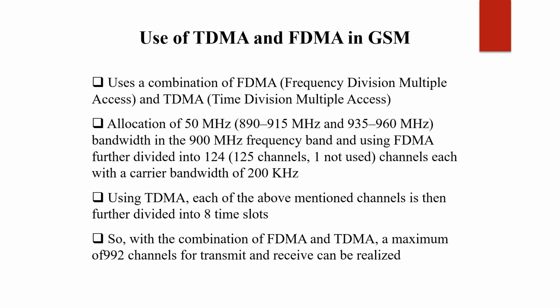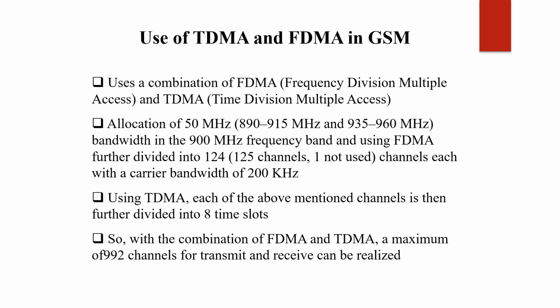Its allocation is done with 50 megahertz of frequency, from 890 to 915 megahertz and from 935 to 960 megahertz, in the 900 megahertz frequency band. By using FDMA, it is further divided into 124 channels, of which 123 are used for users and one is reserved for processing, and these 124 channels are each distributed into 200 kilohertz of frequency.